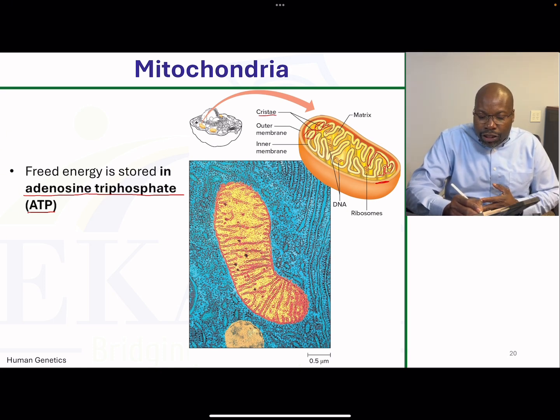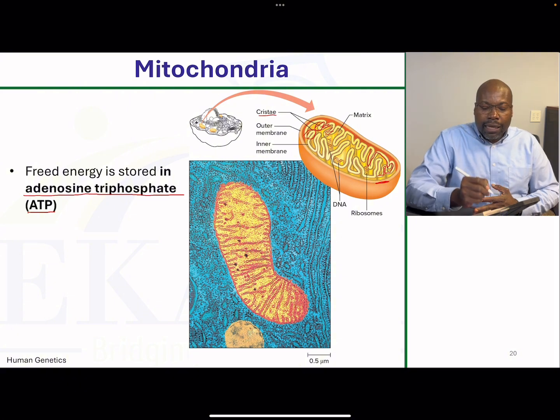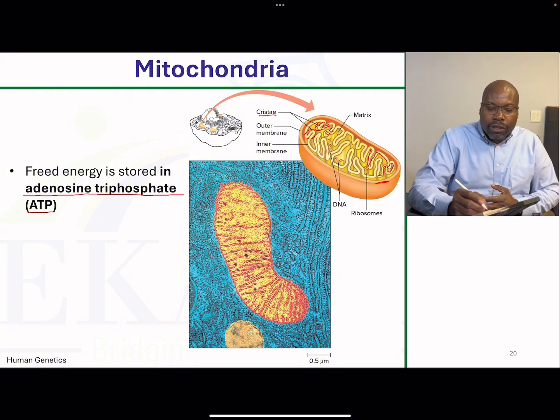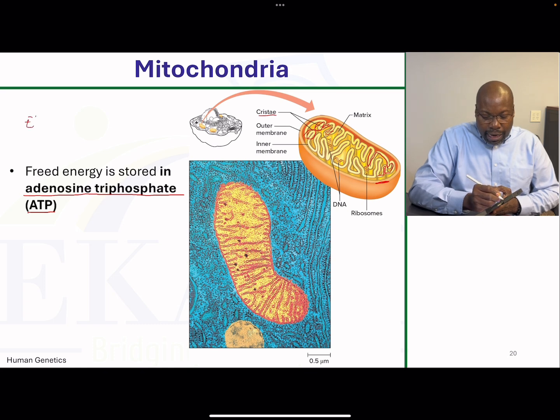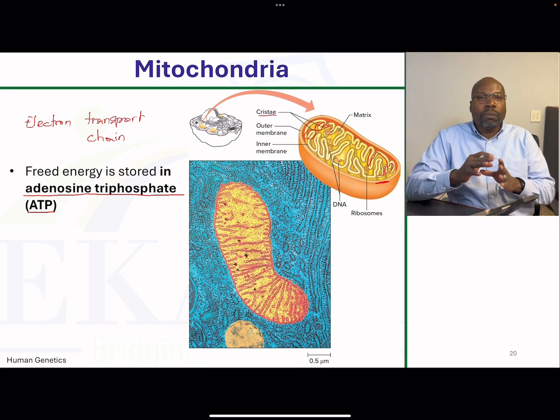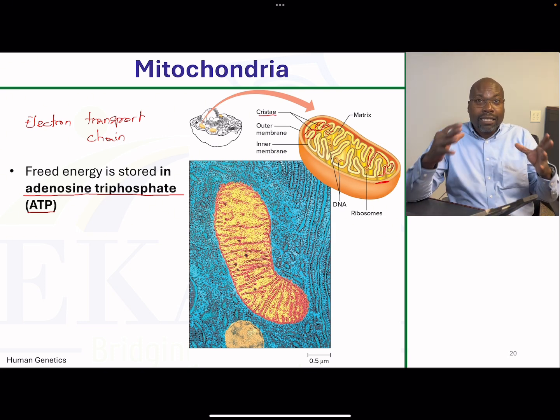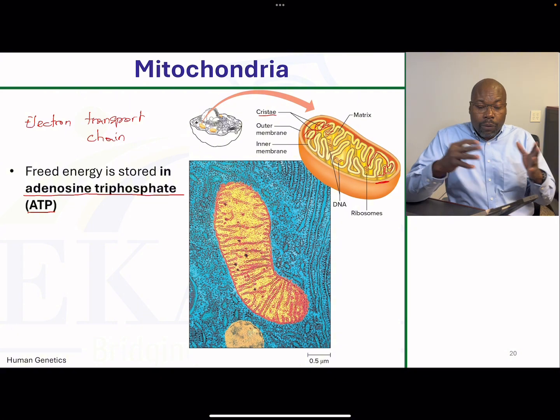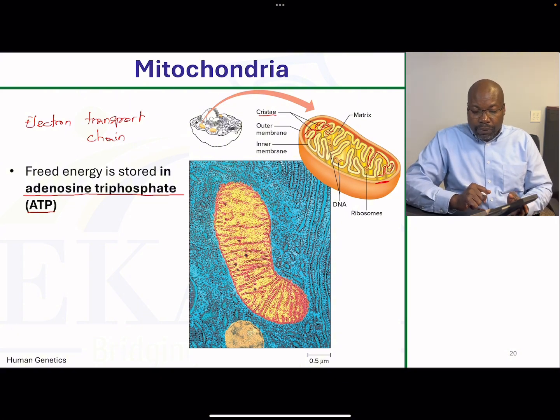And that machinery that is located in the inner membrane is nothing but the electron transport chain. That electron transport chain is responsible for the production of the massive amount of ATP our cells produce, right?